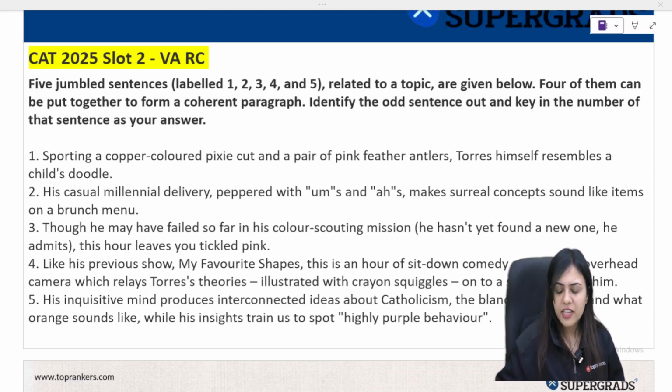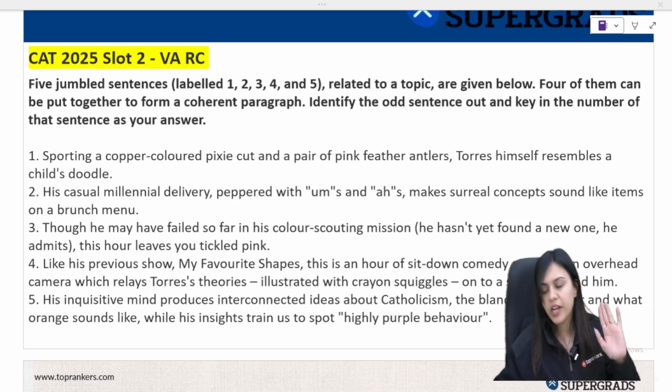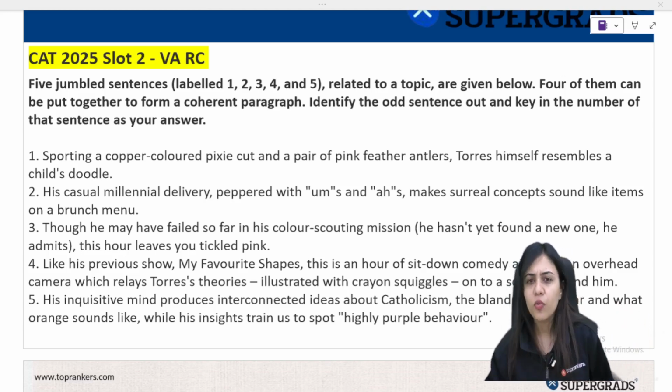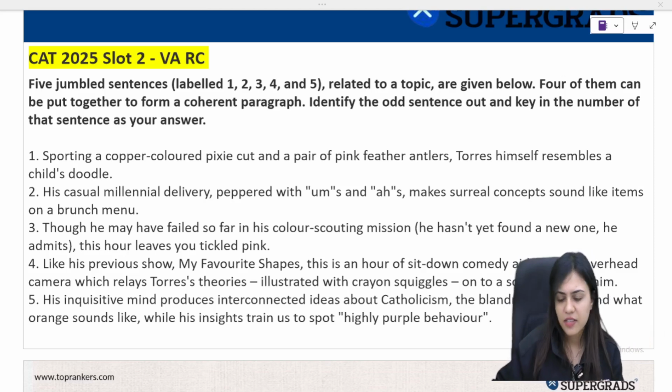Then the next statement describes his content, which is sentence 5. "His inquisitive mind, very curious mind, produces interconnected ideas about Catholicism, blandness of picture, and what orange sounds like." So all those things put together will give us the right paragraph. So the right order is 4, 1, 2, 5 in this case. So automatically you know what the odd man out is in this case. The odd man out is the third statement.